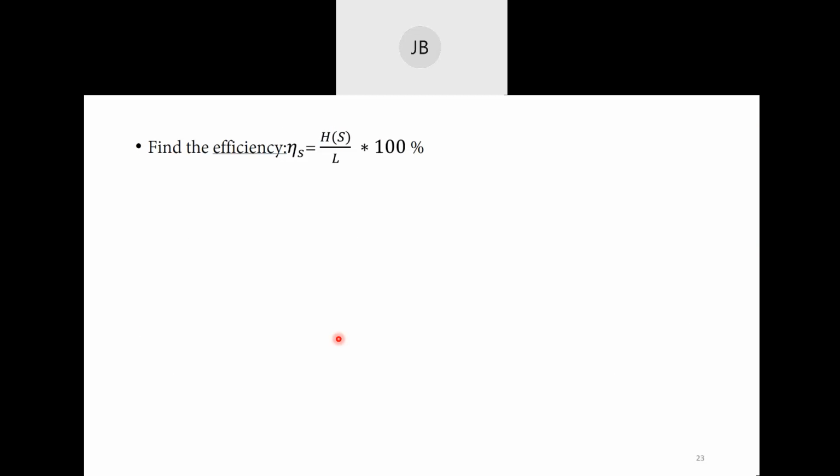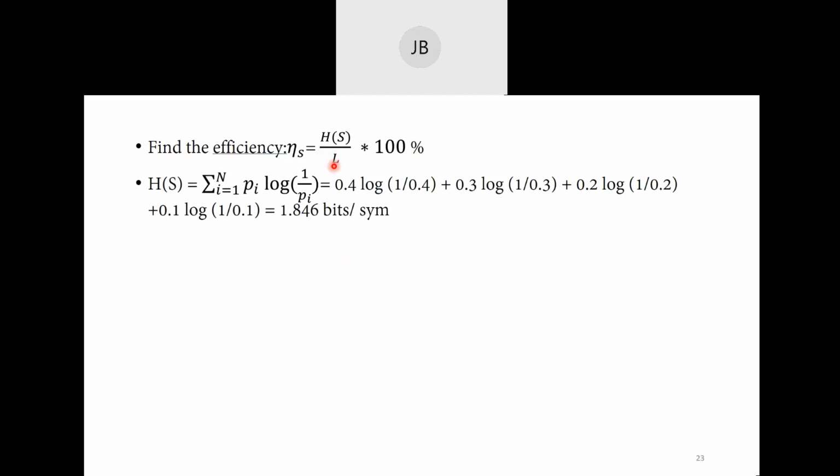Now to find the efficiency, the equation is entropy divided by L, the average code word length, multiplied by 100. For entropy we take probability times log of 1 by probability for every symbol. When you sum it up, it gives us an entropy of 1.846. Then the average code word length is nothing but the probability multiplied by the number of bits in the code word for every symbol. When we sum this up, it gives us 2.4.